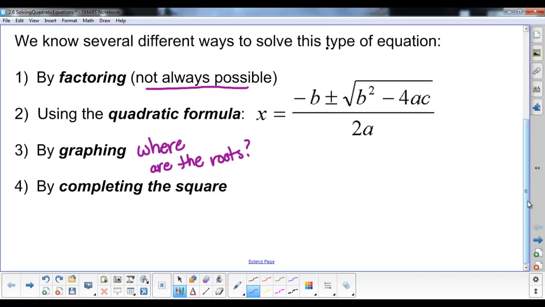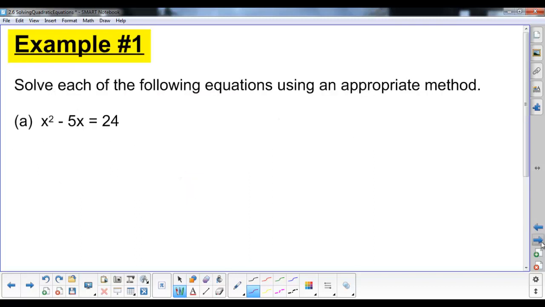So we'll go ahead and do an example, something that you've already seen before and are used to. Again, when I say solve, you are looking for the roots of the equation. So what we're going to do is we need to put each one of these quadratic equations in standard form. So x squared minus 5x, and like I said earlier, it must equal 0. So I'm going to bring this 24 to the other side, and then now our equation is in standard form.